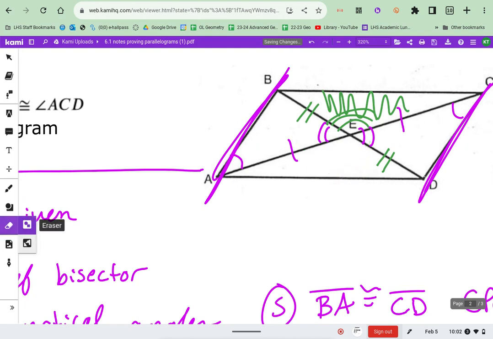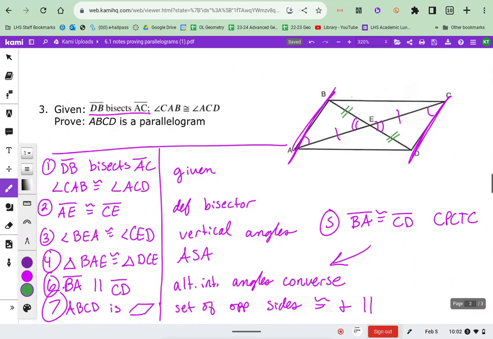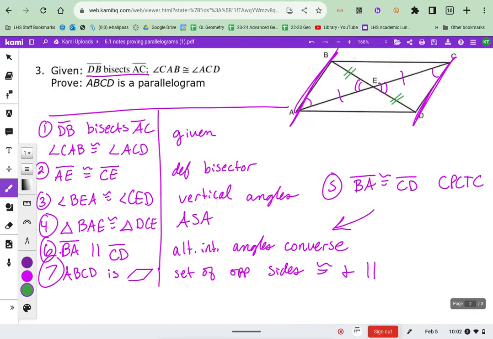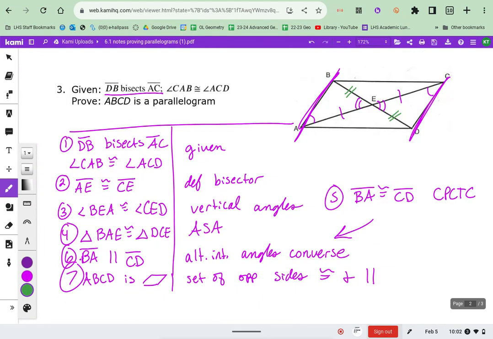Or I also saw someone else use CPCTC to prove that BE is congruent to ED. And then you can say it's a parallelogram because diagonals bisect. So you could do it that way. So there's lots of ways to do it. I'll leave this up here because this is the way that I saw it first. But if you have another way, just come ask me because there's lots of different ways that you can end up proving it's a parallelogram that are correct.